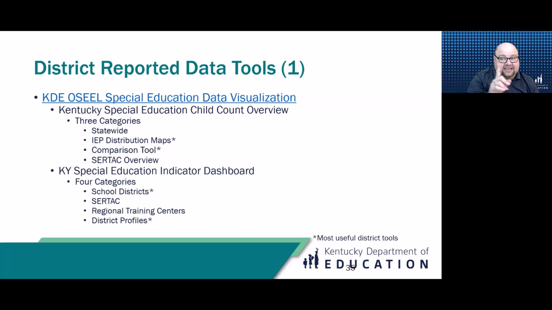If you're brand new to your district or to the role, it's full of data. And the IEP distribution maps, the comparison tool, so you can compare yourself to surtax or RTCs around you. You can compare yourself to state. You can compare yourself to your neighbor. So if you're in Knott County, you can compare yourself to Perry County, which is always fun to see how that's going. So there's also on there, if you haven't seen it, the Special Education Indicator Dashboard.